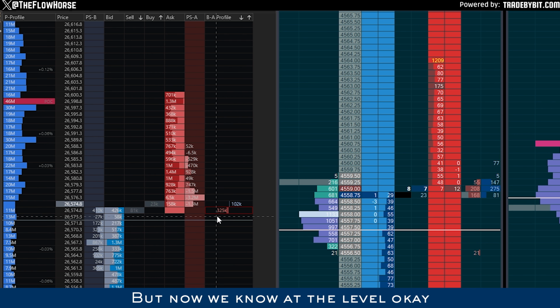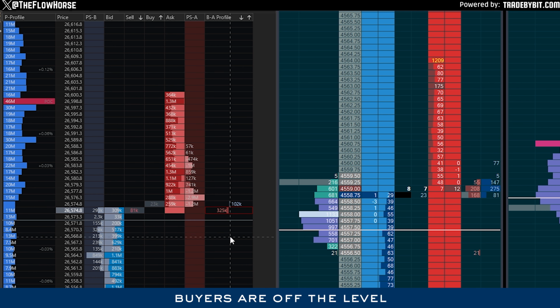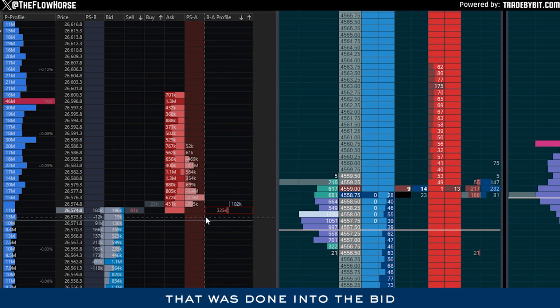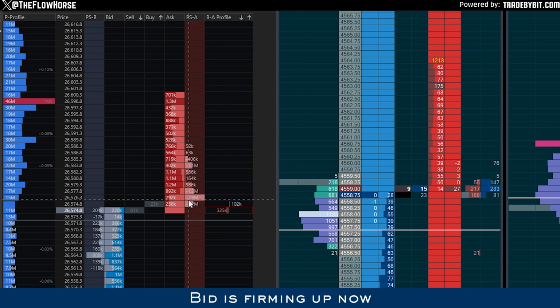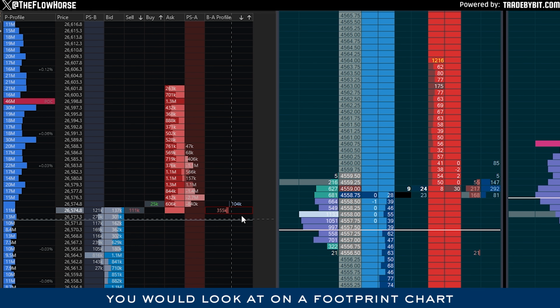But now we know at the level, okay, this is the amount of activity we're seeing at the bid. This is how aggressive buyers are off the level. All right, we have a ton of activity that was done into the bid. Bid is firming up. Now price is trading higher. You get a very clear indication right away of what you would look at on a footprint chart.